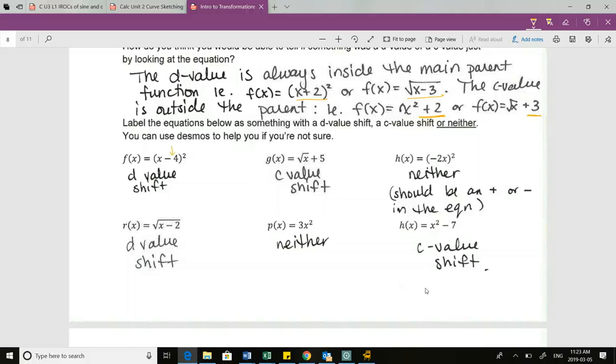This one is inside the squared, so that tells me that this should be a D value. This one is outside the root, so that tells me that this should be a C value. This one is not an addition or a subtraction. This one's actually either an A or a K, so that one should have been a neither. This one's a D value, it's inside the root. This one, again, is not an addition or a subtraction, so that one's a neither. And this one's outside the squared, so that one is a C value shift.